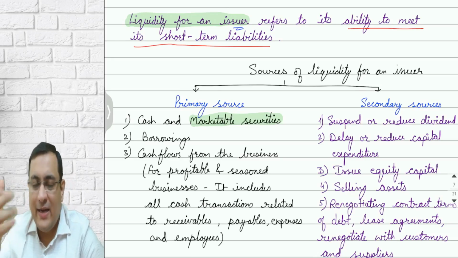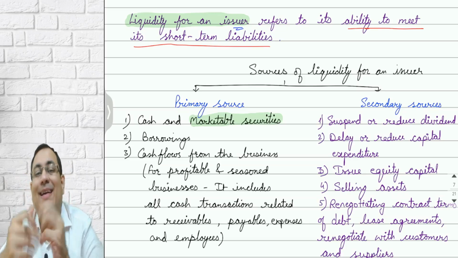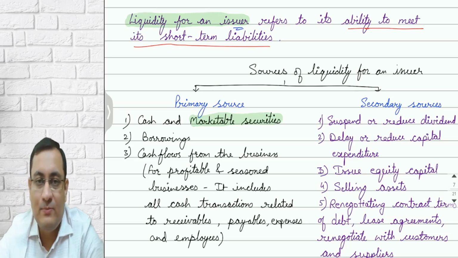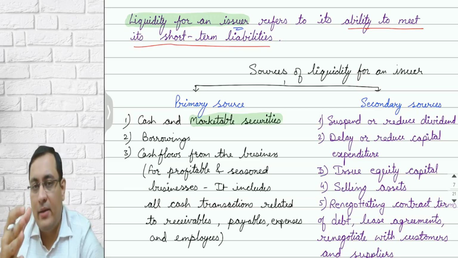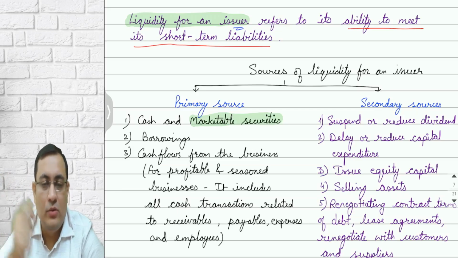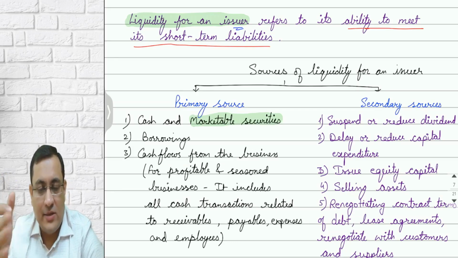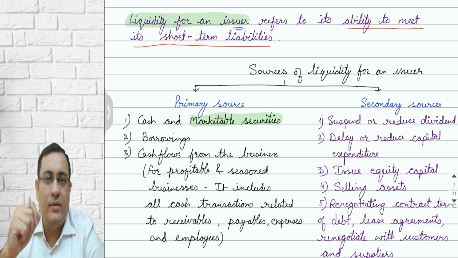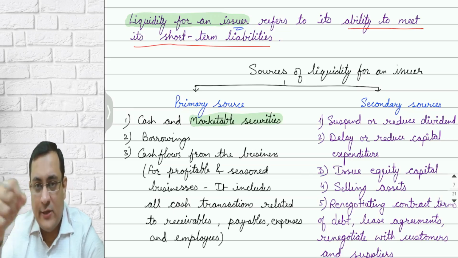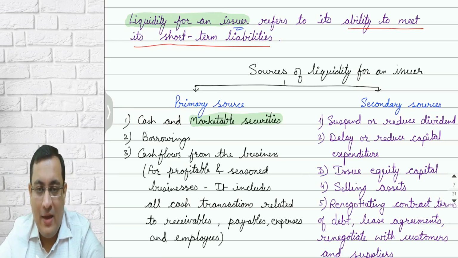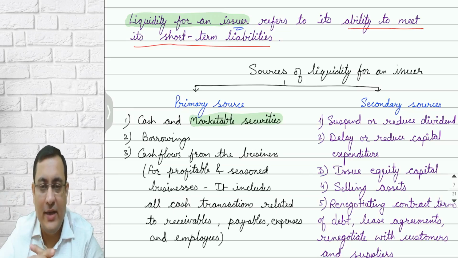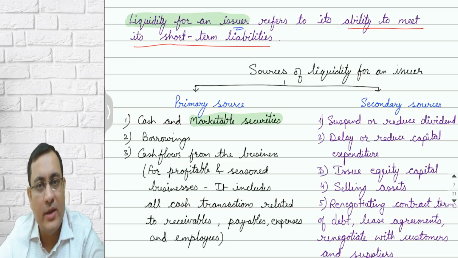Next, secondary sources. What are the secondary sources from where you can get liquidity for paying off your obligations? Number one, hold back your equity dividends. You cannot hold back interest, that is the payment to your lenders and financiers. But dividend is a choice with the company whether they want to retain it or pay it. So holding back dividends can be a source of liquidity. No payment will be required to shareholders, so this money can be used for payment of your short-term obligations.